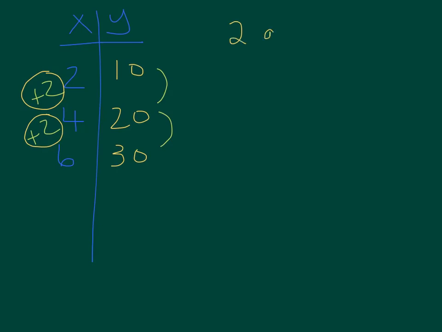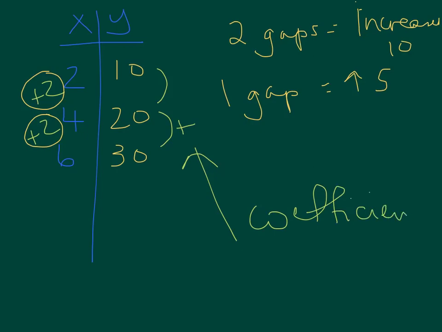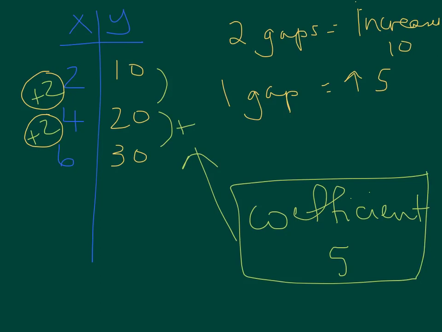If I have 2 gaps, and that means it increases by 10, then for 1 gap, I'm going to go up by 5. So I know now that each time my coefficient, sorry for my terrible handwriting, is going to be 5. I think we have to really slow down with our thinking here, because we have to be really careful of what this is changing by before we start analyzing that.